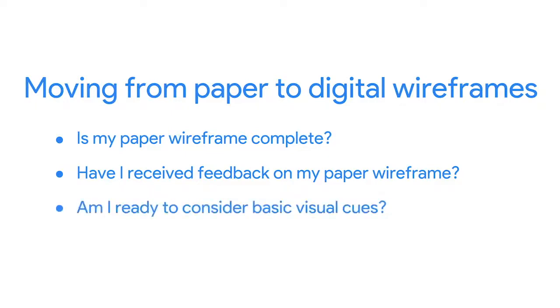And 3, am I ready to consider basic visual cues? Remember, color and images don't come into play until much later, but at this point in the design process, you might vary the kind of text you include in your wireframes. We'll discuss this more soon. If you can answer yes to these 3 questions, you're probably ready to transition from a paper wireframe to a digital wireframe. If not, that's okay. Keep working on your paper wireframes until they meet this criteria.